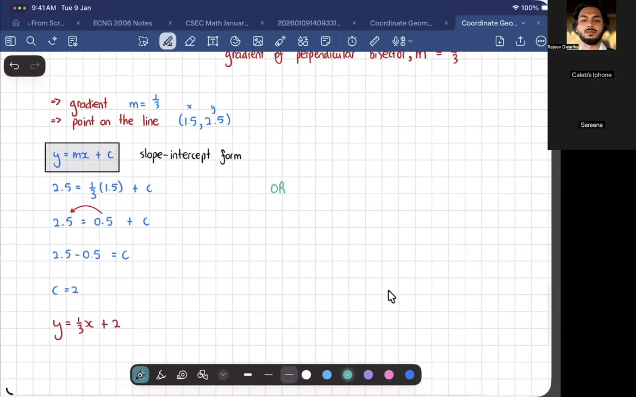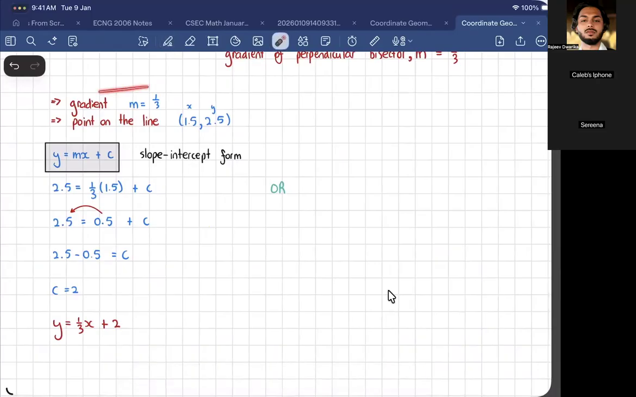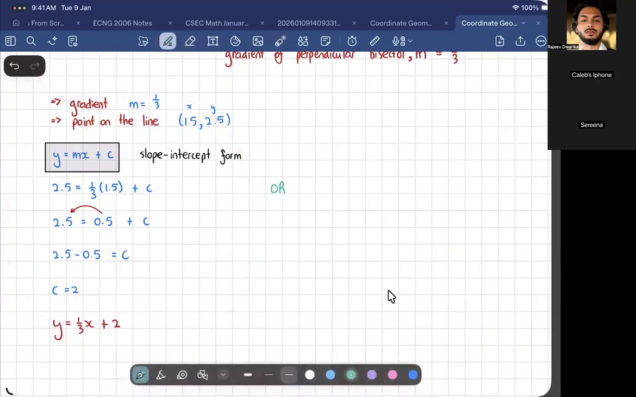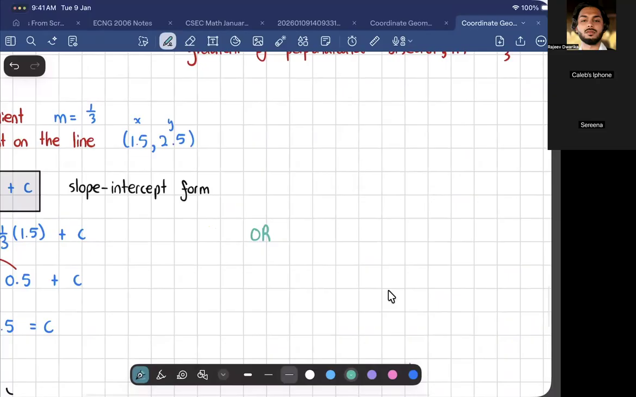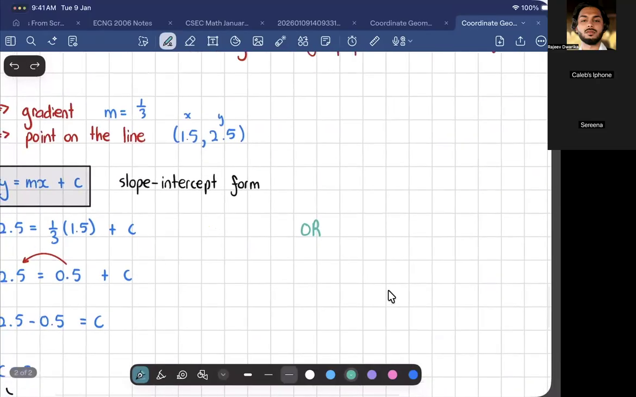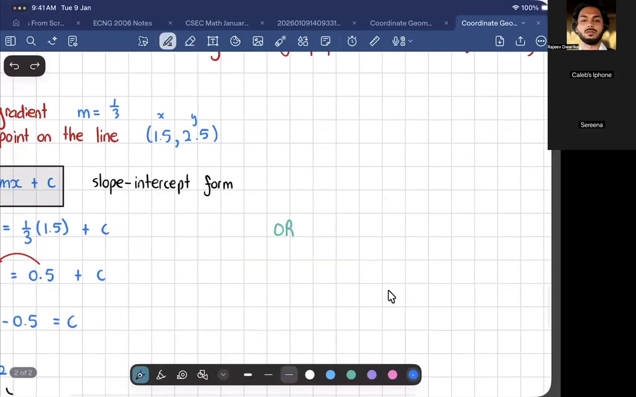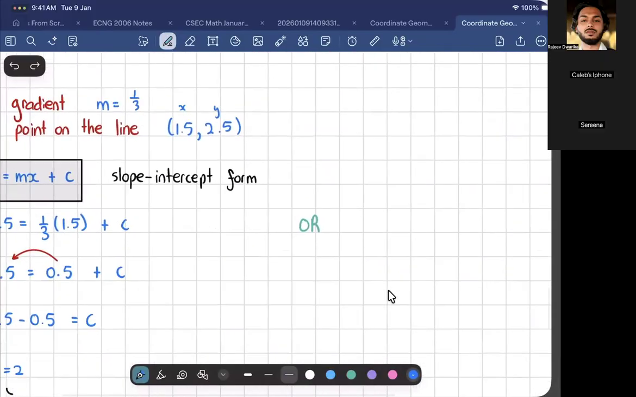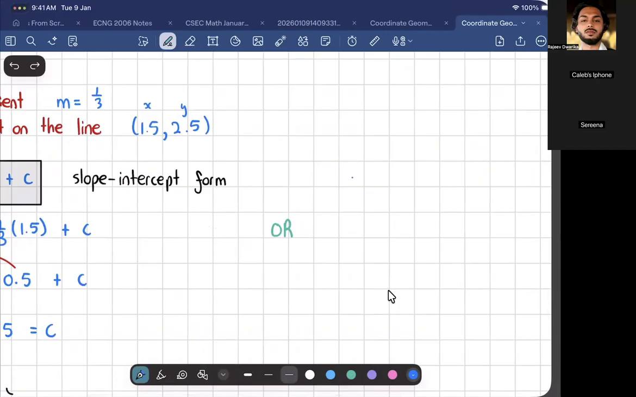Now, this method is fine, and this is why I would recommend you doing it in the exam. The other one is fine as well. It's just that you have to remember one more formula, and I don't think you want to remember one more formula. So this is the other one. y minus y1 is equal to m by x minus x1.